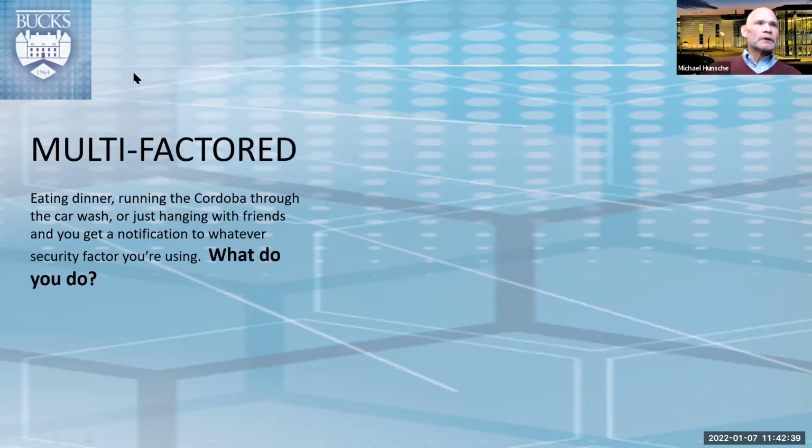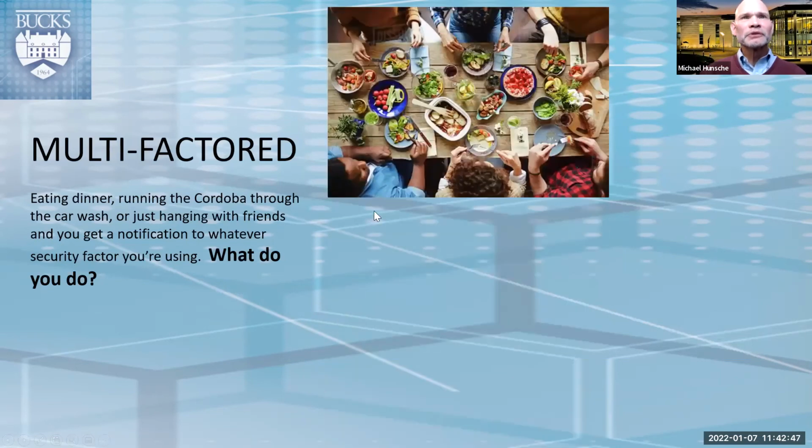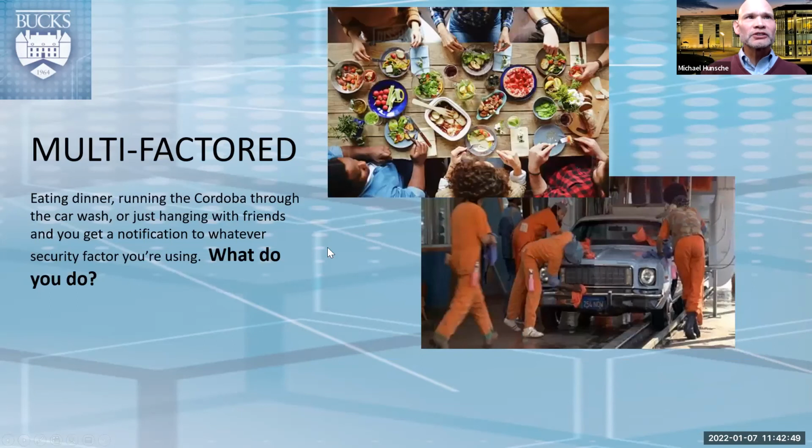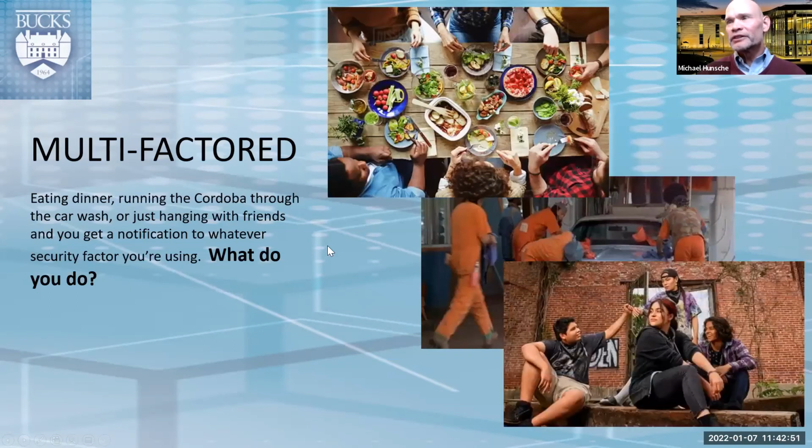Pretty clear. So this is the quiz. This is the final exam. So you're eating dinner with your pals, you're running the Cordoba through the car wash, or you're just hanging with your friends, and you get a notification to whatever security factor you're using, whether you're using Protect or SMS or email. What do you do?